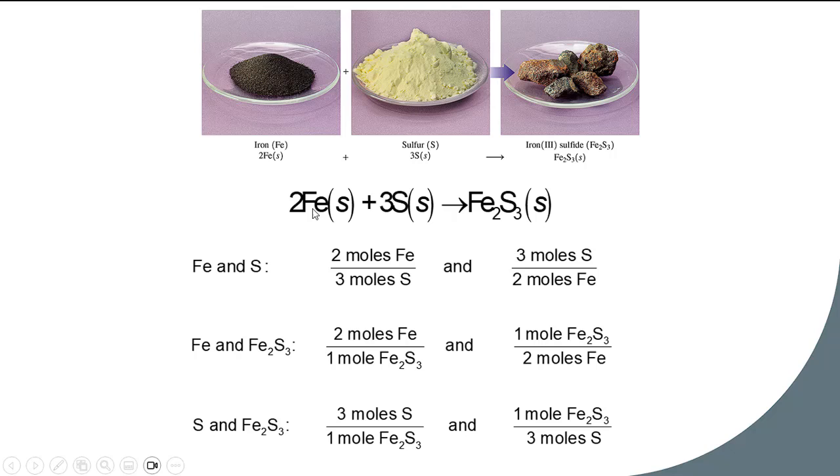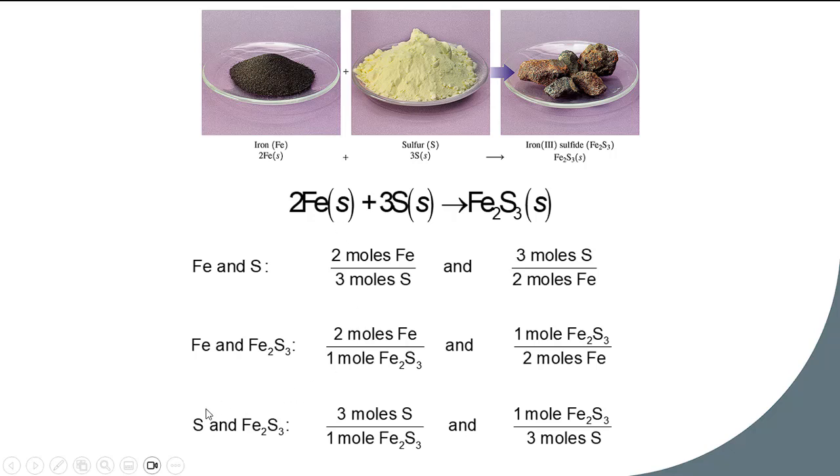We can also relate our reactants to our products. So for every 2 moles of iron, we should be able to obtain 1 mole of iron sulfide if sulfur is in excess, or at least proportionally relevant. And then we can also flip it. For every 1 mole of iron sulfide, we need 2 moles of iron.